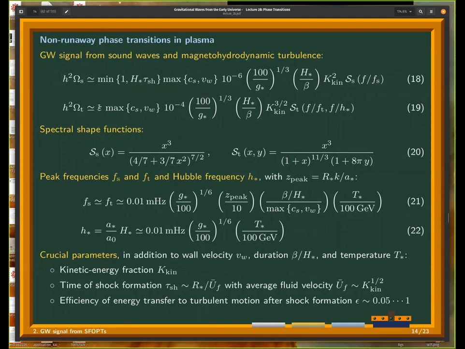Okay, and then finally, here in this expression for turbulence, there's some phenomenological parameter epsilon that describes the efficiency of energy transfer from sound waves to turbulent motion after shock formation. As this turbulence contribution is still poorly understood in the literature, people typically just put some phenomenological estimate in there. In some extreme cases, people just put a one and say, okay, there will be as much energy in turbulence as in sound waves. But more often, it's a smaller number, maybe 5%, 10%, that characterizes how much gravitational wave energy will result from turbulence in comparison to sound waves. All right.